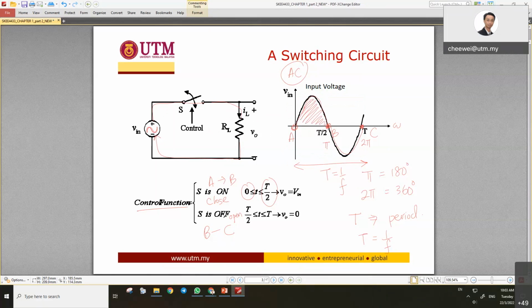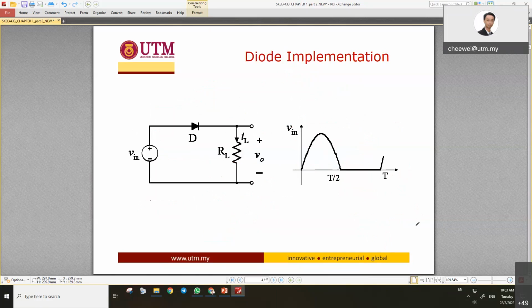Okay, what about when the switch is open? Open. Can the current flow? No. When no current flows, it means the V out is 0 multiplied with a constant, you get 0, right? So it will be a constant line here, 0. So what do you expect the output would be? The output will look like this one.